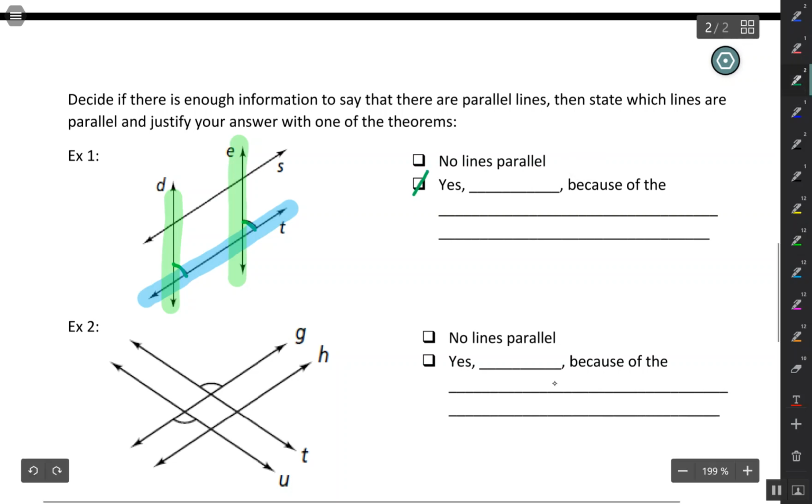Specifically, we can conclude that D is parallel to E because of the converse of the corresponding angles theorem. I'm going to abbreviate here. Angles.